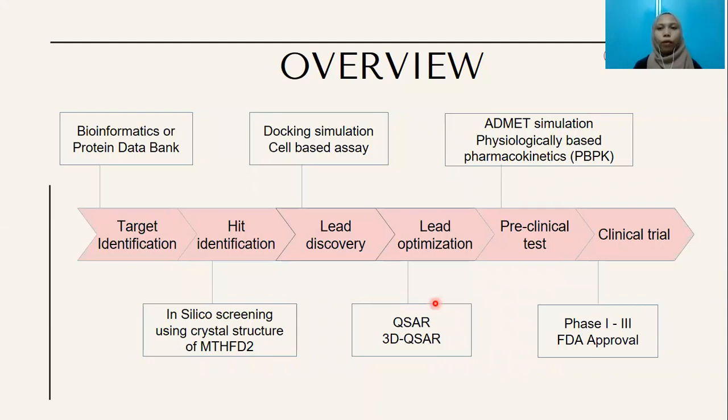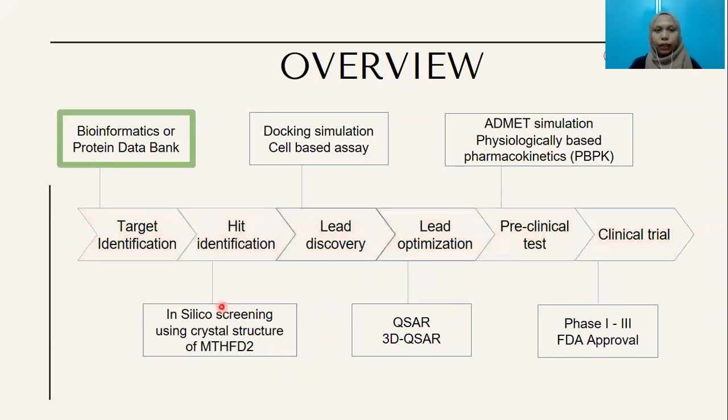Proceeding with the overview of in silico drug discovery, specifically the structure-based drug design will be implemented in this process. So I will explain, starting from the target identification until the clinical trial. After the disease was chosen, the target identification will be performed, in which the direct molecular target, such as protein or nucleic acid, needs to be identified. We can identify it by using bioinformatics or a protein data bank, which aims to find the efficacy target of a compound or drug.